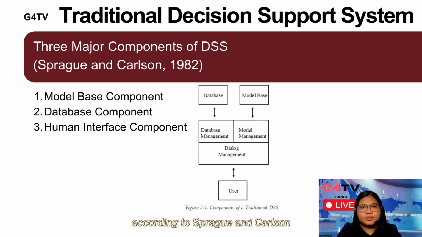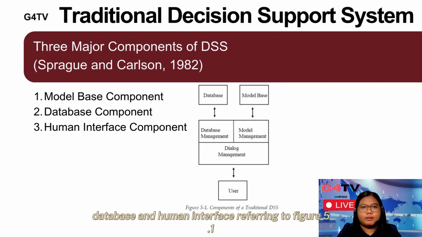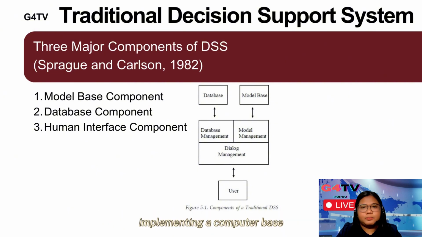According to Sprague and Carlson, there are three major components of DSS that synergize together and further interact with the user. These components are namely model-based, database, and human interface. Referring to Figure 5.1, implementing a computer-based DSS consists of a database and a database management software, a model-based and its counterpart model management software to execute models, and the user interface that would bridge the interaction between the model and its users. Let us further discuss each component in the next slides.